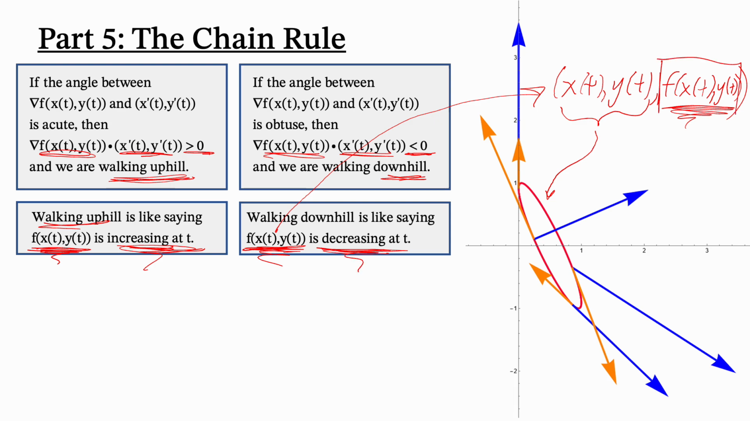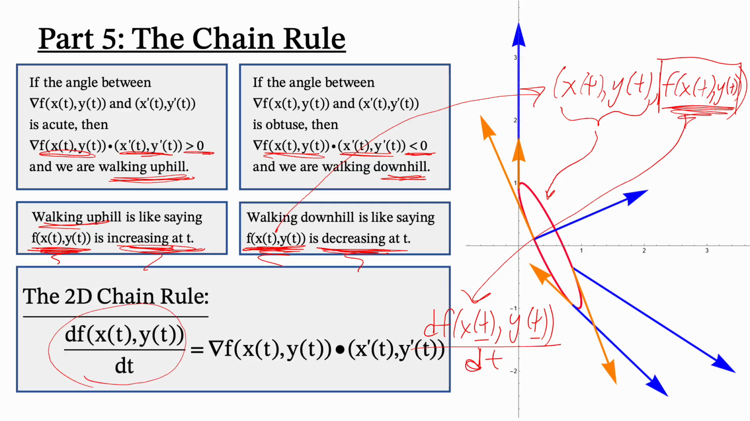But as calculus students, you know what it means for a function of one variable to be increasing or decreasing. f of x of t, y of t is a function of a single variable t. And so walking uphill is the same as saying its derivative with respect to t is positive. df dt is positive. Notice that these are just normal derivative d's here. Or when we're walking downhill, df dt would be negative. And when f of x of t, y of t is decreasing, df dt would be negative. So let's put it all together.